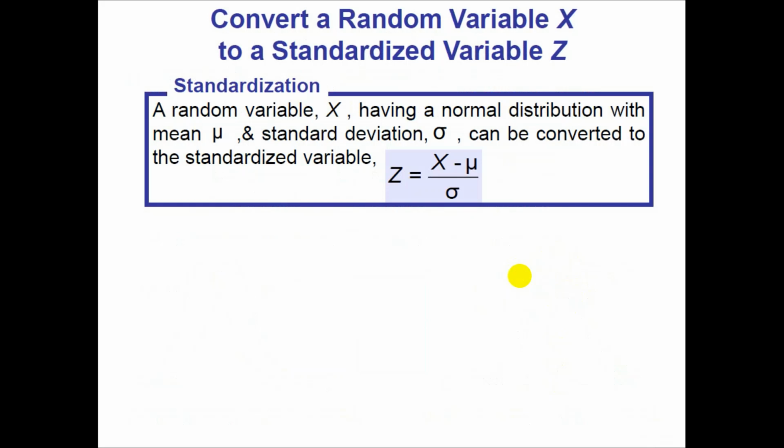We will learn how to convert a random variable x to a standard variable z. A random variable x having a normal distribution with the mean mu and standard deviation sigma can be converted to the standardized variable. You have seen this equation before.